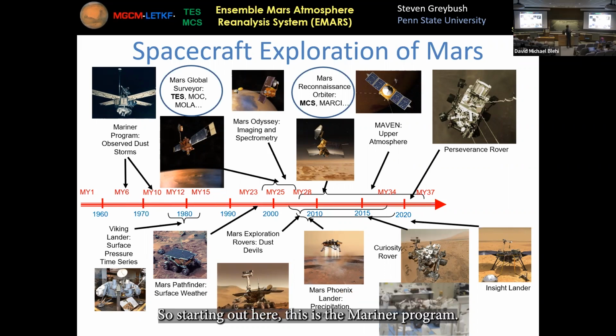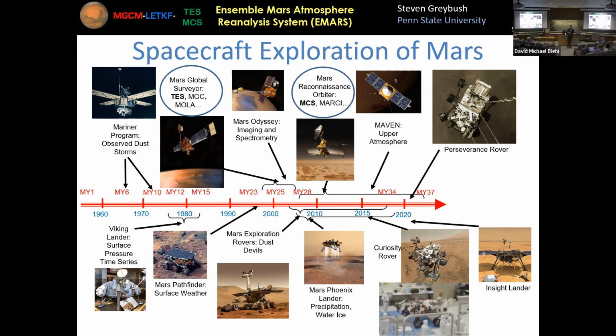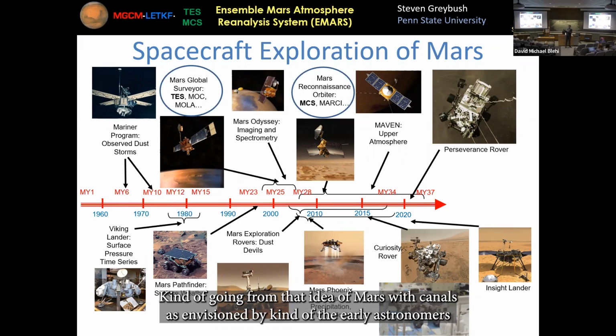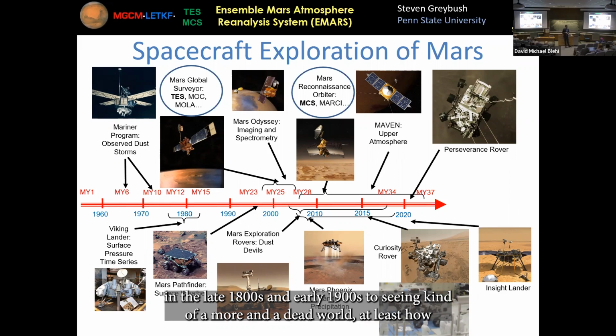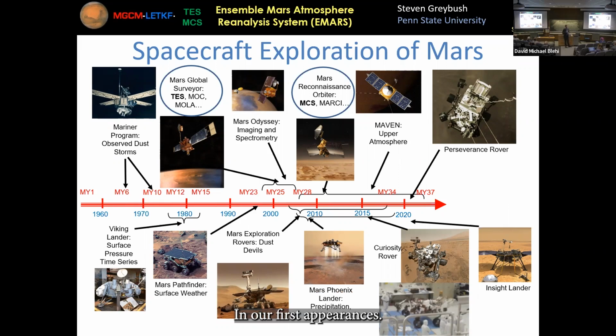Okay, so starting out here, this is the Mariner program. The first spacecraft to fly by Mars was in the mid-1960s or so. Up in my office, I have some sample images where we first got a sense of what that looked like close up, right? Going from that idea of Mars with canals, as envisioned by the early astronomers in the late 1800s and early 1900s, to seeing a more dead world, at least how we thought at the time, with more craters, looking a little more moon-like in our first appearances.